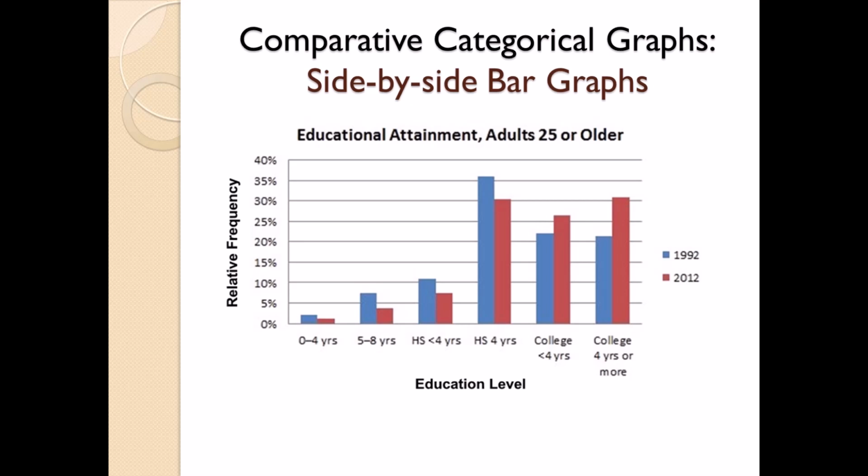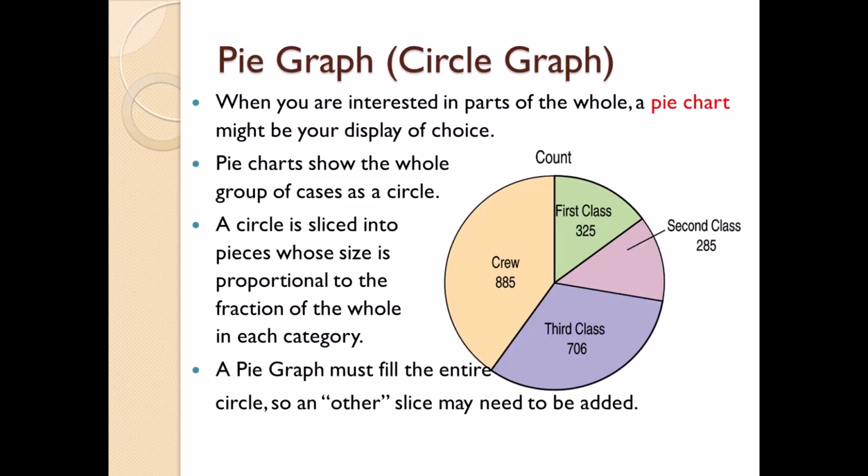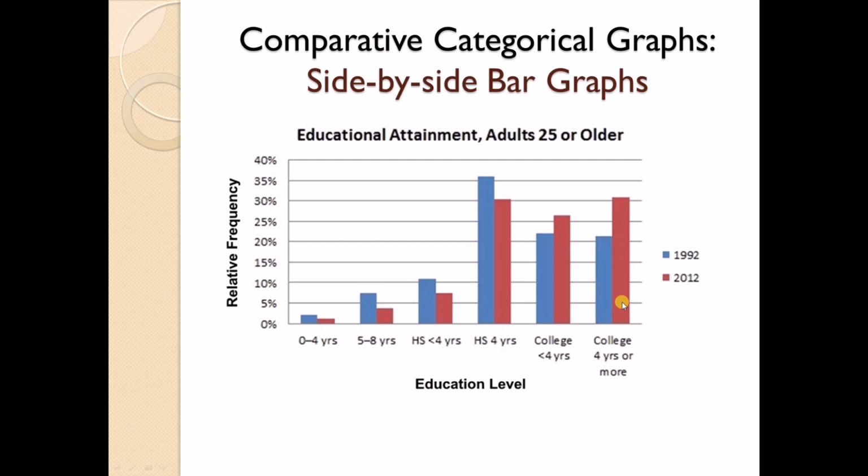All right, here is a way to do comparisons. We are comparing educational attainment for adults 25 or older in 2 different years. So anything in blue was gathered up in 1992. Anything in red was gathered up a few decades later. And you can see meaning here. It looks like we're seeing a bump up here in educational attainment in the later year, right?